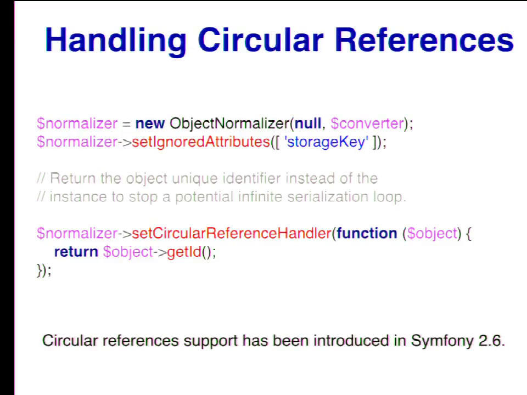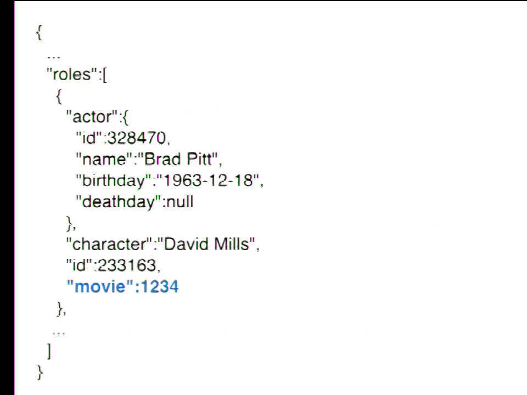Obviously, this is a little bit simple, in the sense that you might have multiple scenarios for circular graphs, and maybe it's not always the get ID method that you need to use there. So maybe that function needs to be more complex, where you check: is it an instance of that, then call this method; is it an instance of that, then call that method. But basically, it's now possible to deal with circular dependencies.